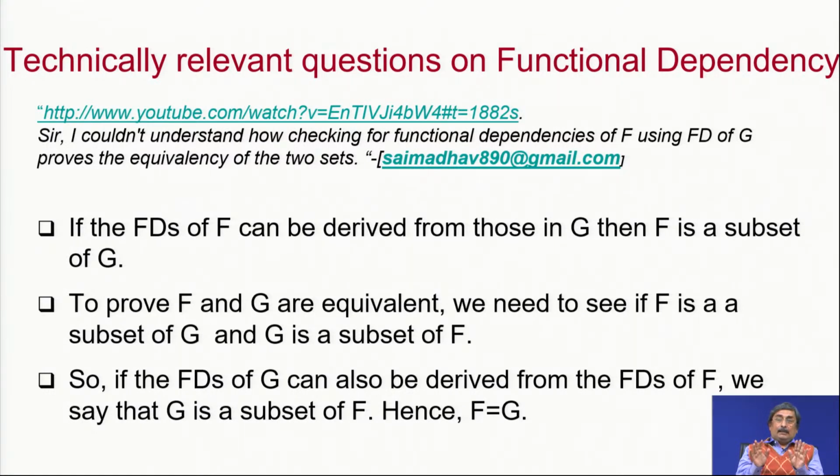Now, if all the FDs in F can be derived from FDs in G, then I say F is a subset of G, and if all FDs in G can be derived from all FDs in F, then we say that G is a subset of F. Naturally, if F is a subset of G and G is a subset of F, then F is equivalent to G.